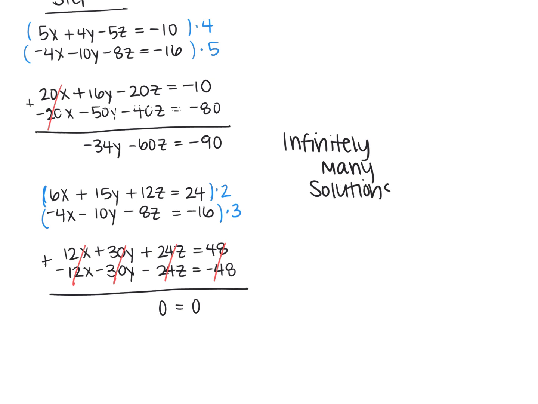So just like with a regular system of equations, with a system of 3 equations, we can get infinitely many solutions. We can also get no solution. So if all of my variables had canceled and I had been left with an untrue statement, like 0 equals 12 or 0 equals 2, that would be an instance of no solution. So very similar to a regular system of equations, you can get infinitely many or no solutions from a system of 3 equations. And it happens in a similar way.